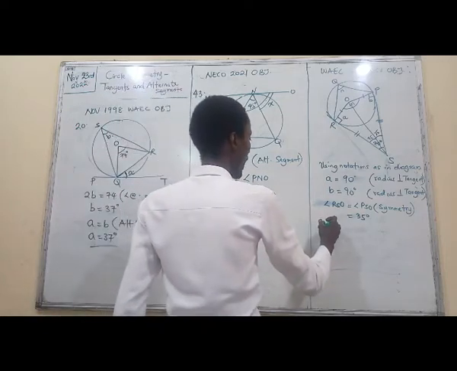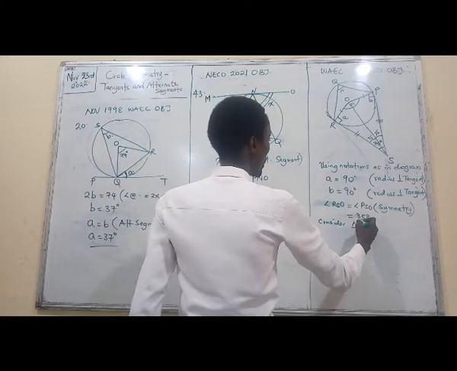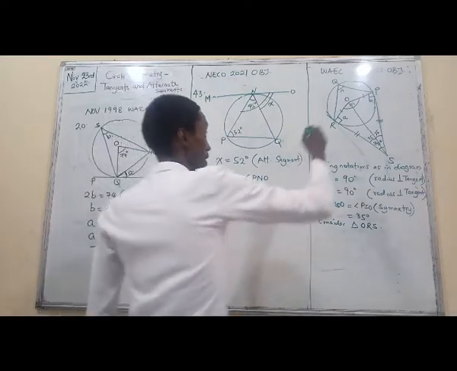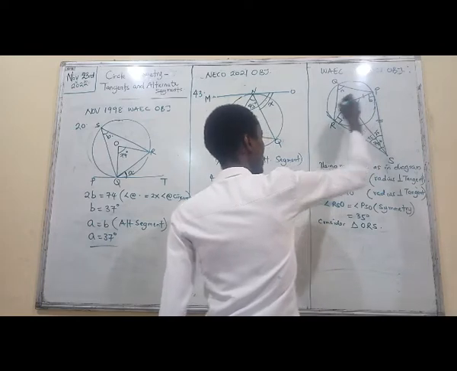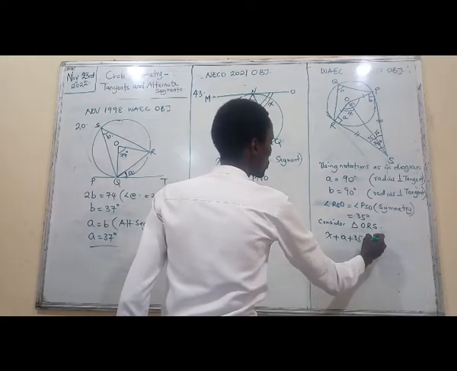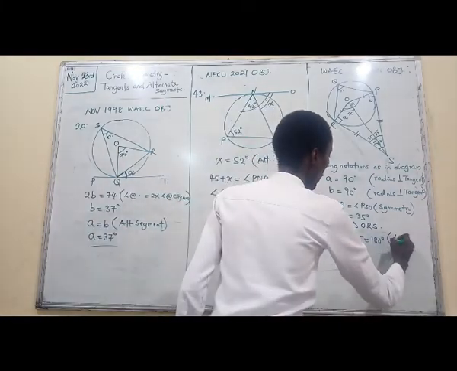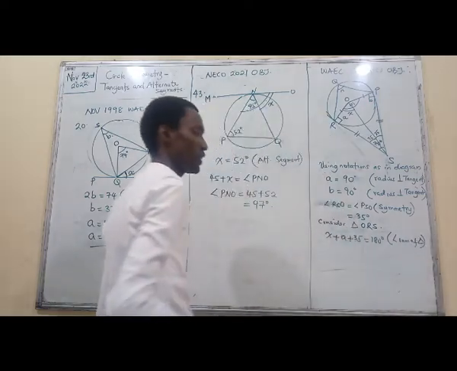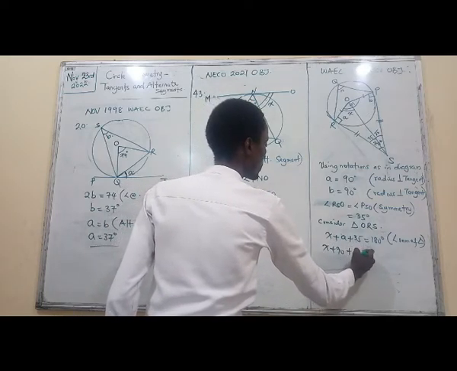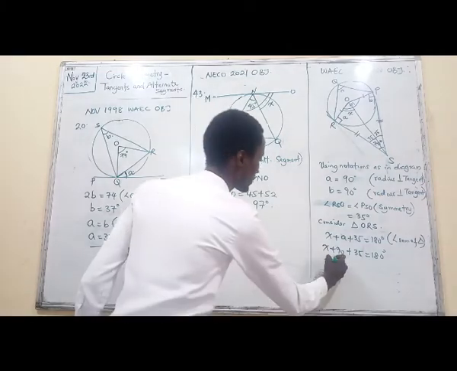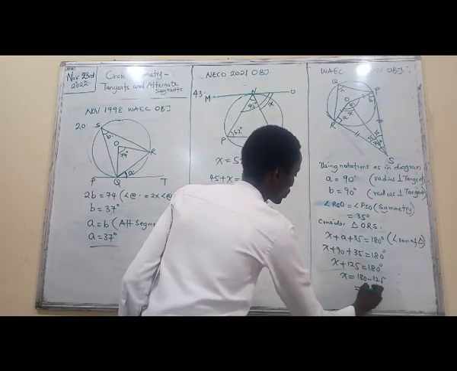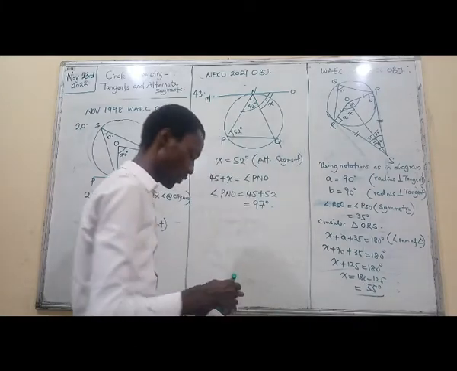So, consider triangle ORS. Let's look for this angle here. Let me call this angle X. So X plus A plus 35 will be equal to 180 degrees. And what's the reason for that? Angle sum of triangle. So if that is in order, we can say that A is equal to 90. We establish that X plus 90 plus 35 will be equal to 180 degrees, meaning that X plus 125 will be equal to 180 degrees, and X will be equal to 180 minus 125, which will give us 55 degrees. Right, so we've got X.